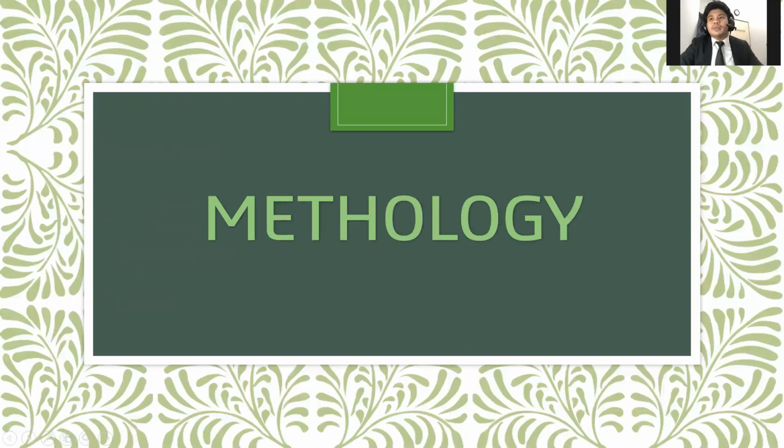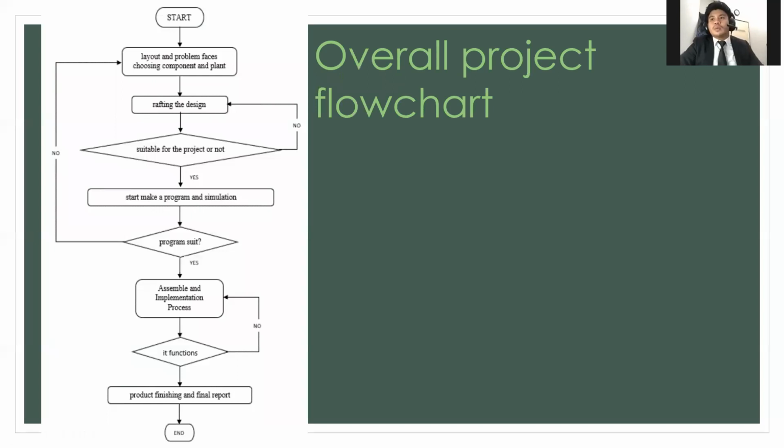So we go to the main part of this presentation, which is the methodology. First, I will explain the overall flowchart. First of all, make a brief sketch of the shape we want to make and what it takes to make the project work as we outline, such as selecting electronic and electrical components such as sensors and other hardware. For example, a temperature sensor and a water pump.